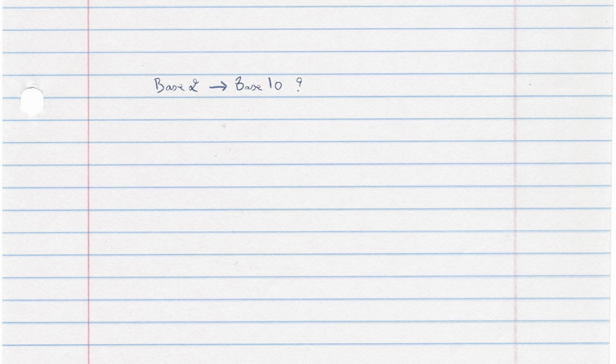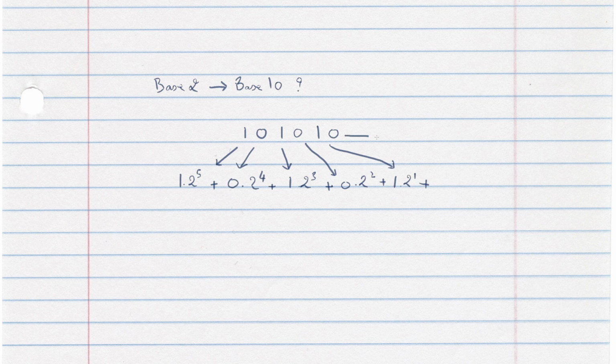So now how can we go from base 2 to base 10? Well, we know that every numeral in base 2 is a power of 2, so we just need to do the inverse operation. So that one here is 1 times 2 to the power of 5. If you read from left to right, you have 0, 1, 2, 3, 4, 5. That 0 is 0 times 2 to the power of 4. That 1 is 1 times 2 to the power of 3. That 0 is 0 times 2 to the power of 2. That's 1 times 2 to the power of 1. And that's 0 times 2 to the power of 0.